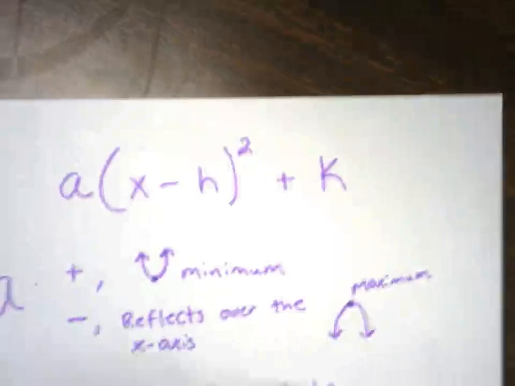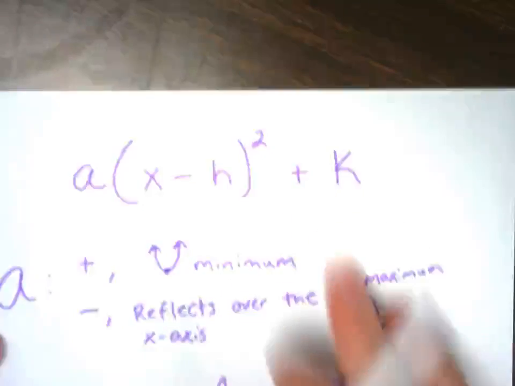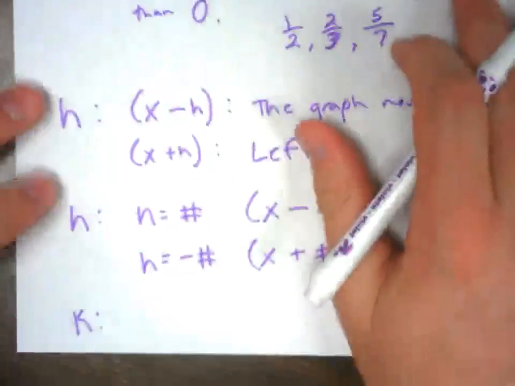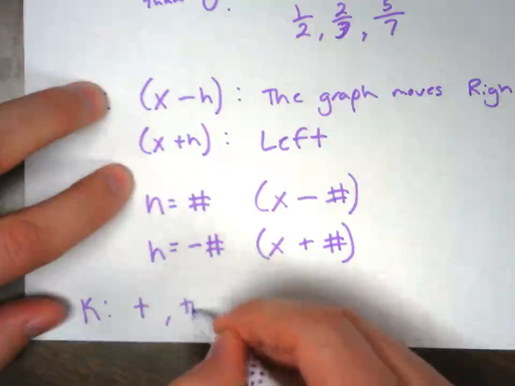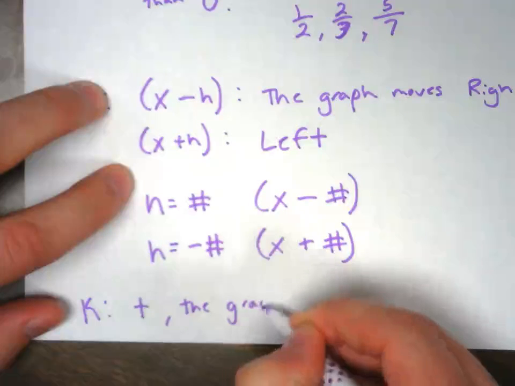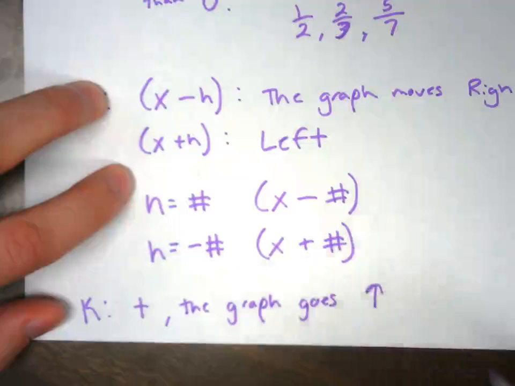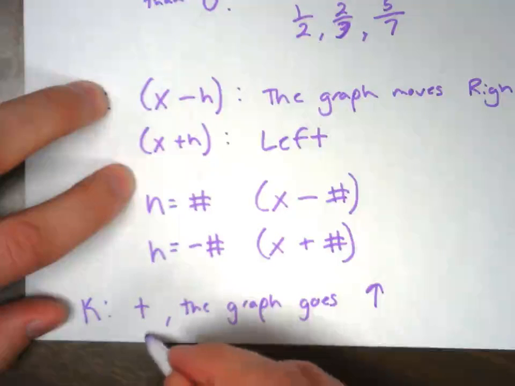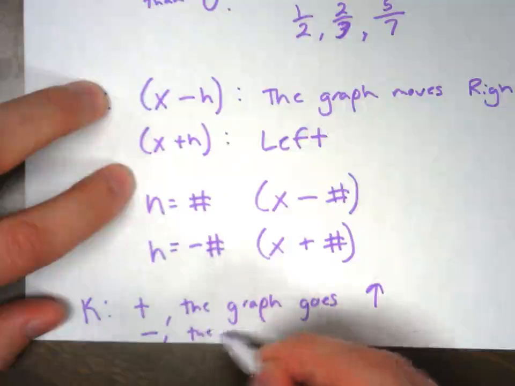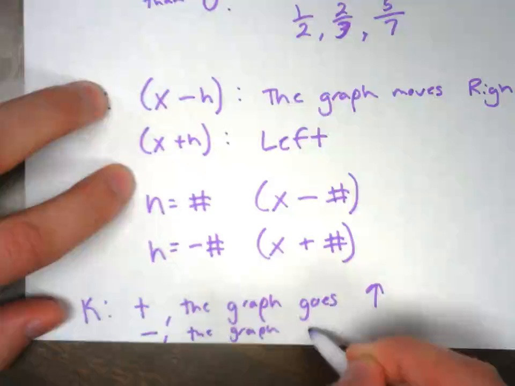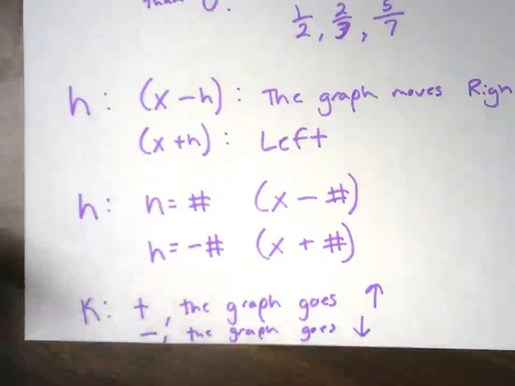K, I think K is pretty easy. K is just up here. If you look, it's just whatever that number is on the outside right there, that last number. So if K is positive, the graph goes up. Hey, guess what? If K is negative, that means the graph goes down. So there's a couple things to kind of keep in mind there.